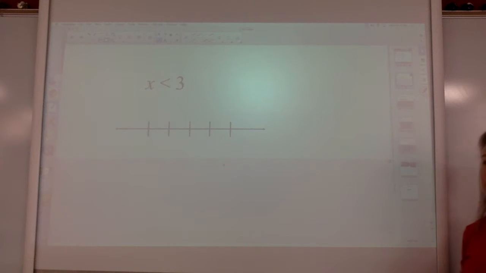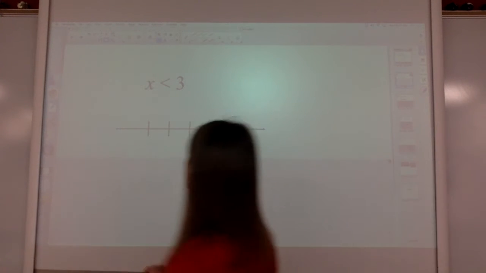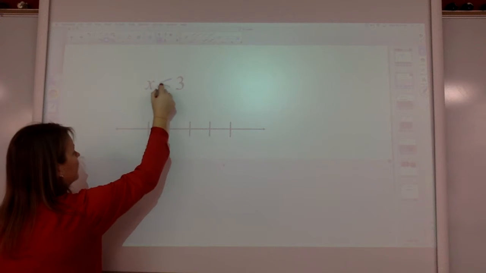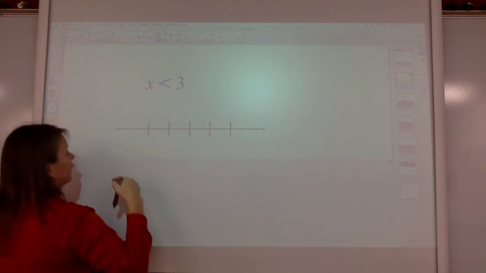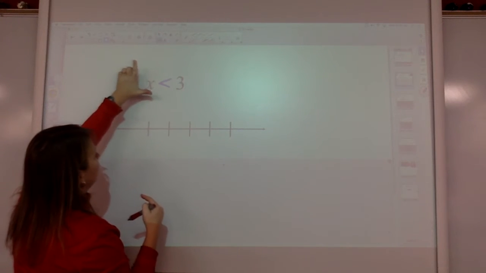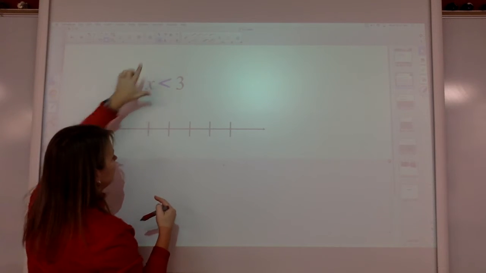X is less than 3 is your equation. First of all, you have to know that this is less than. Less than points to the left. There's your left. Here's your L. Left, or if you squeeze your L, it makes a less than sign.